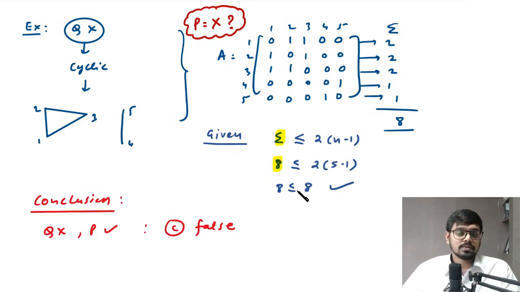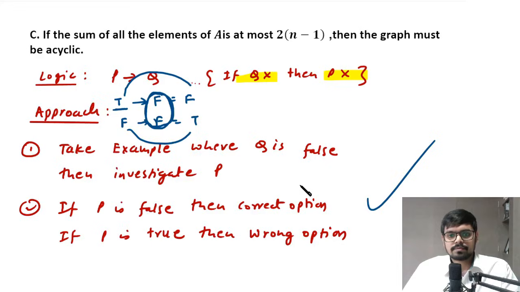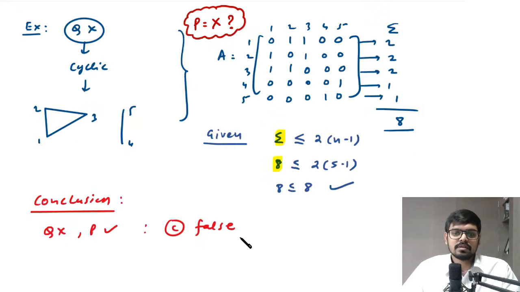This means Q false, but P is true. Result would be, if P true, result is false. So this statement is false. That is our conclusion. Understood how this technique works?